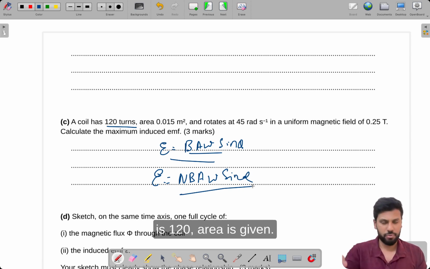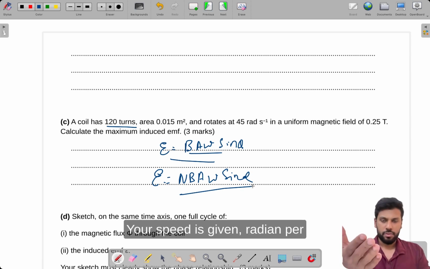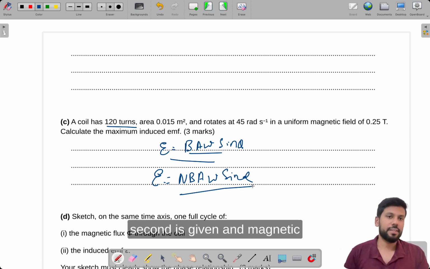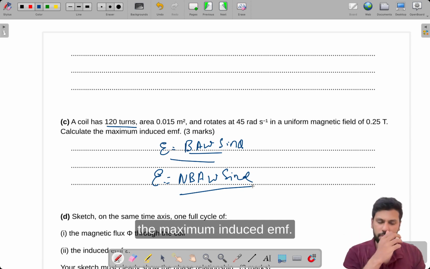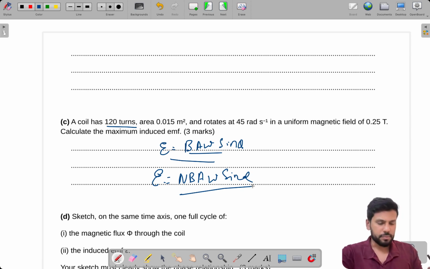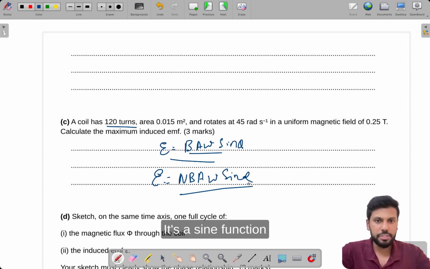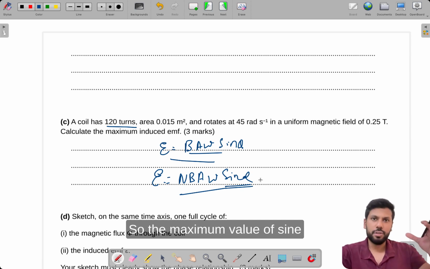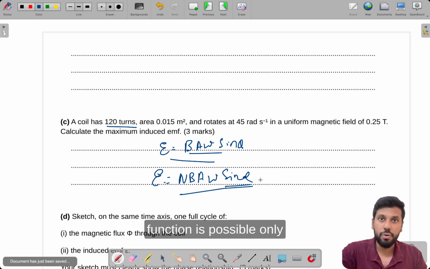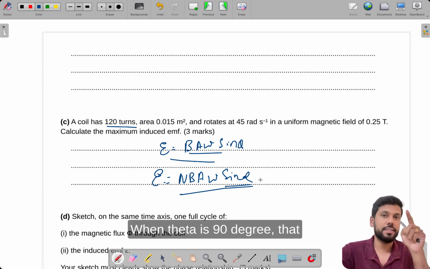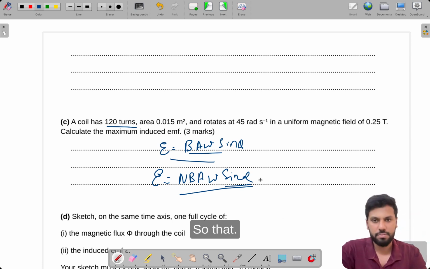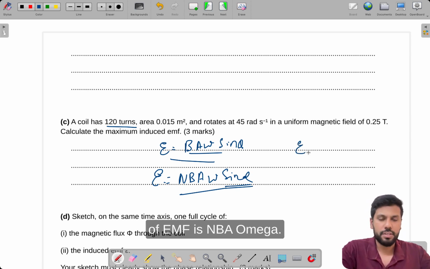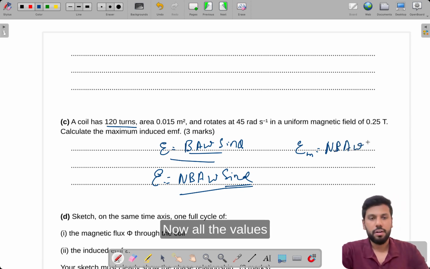So N is given, N is 120, area is given, your speed in radian per second is given, and magnetic field is also given. Now they're asking to calculate the maximum induced EMF. Understand one thing, it's a sine function, as you can see. So the maximum value of a sine function is possible only when sine theta is 1. When theta is 90 degrees, that is when you have the maximum value of sine. So your maximum value of EMF is NBA omega. Now all the values are given here.